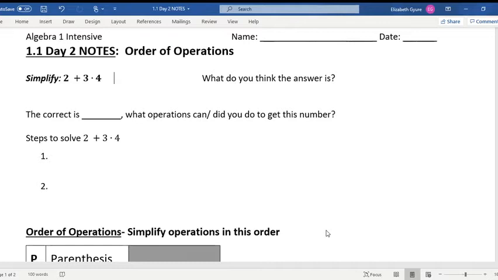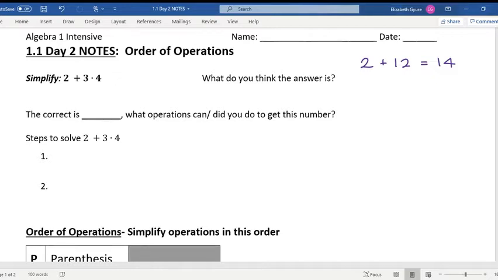So let's first just simplify 2 plus 3 times 4. What do you think the answer is? Take a second, think about it. If I asked you to simplify 2 plus 3 times 4, what would you do? What would you say the answer to that is? I'll give everyone a second. Owen, what would you say? So Owen would say 2 plus 12, which would give us 14, right, Owen? Did anyone think something different?